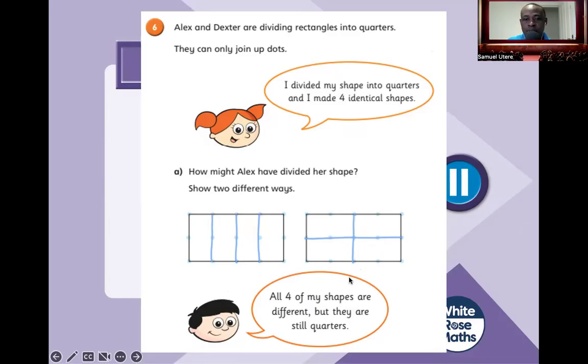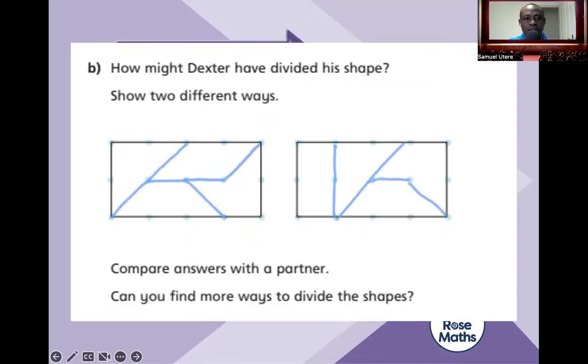So how could he have done it? He could have done it like this, just joining dots. Now take note, just joining dots. You can see that's a quarter.